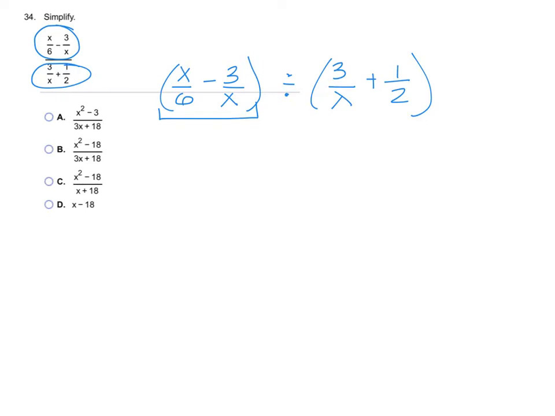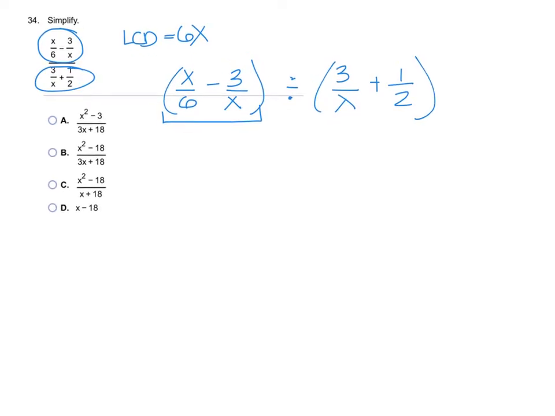Now the least common denominator is found by multiplying the 6 and the x together. So that tells me that the LCD of the first set of parentheses is 6x. Okay, so I want to rewrite the subtraction problem so that the denominator is 6x in both fractions. If I look at the first fraction, x over 6, I'm going to ask myself what I have to do to make the denominator 6x.